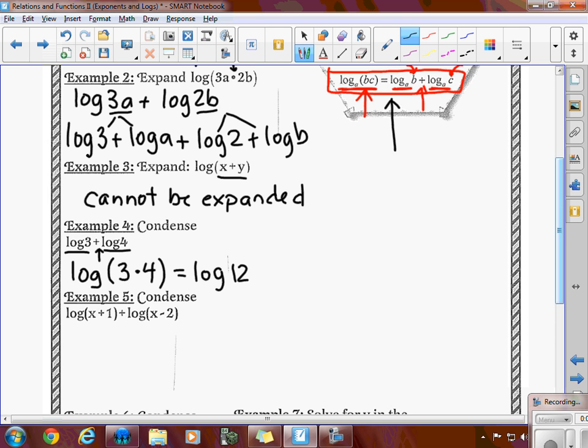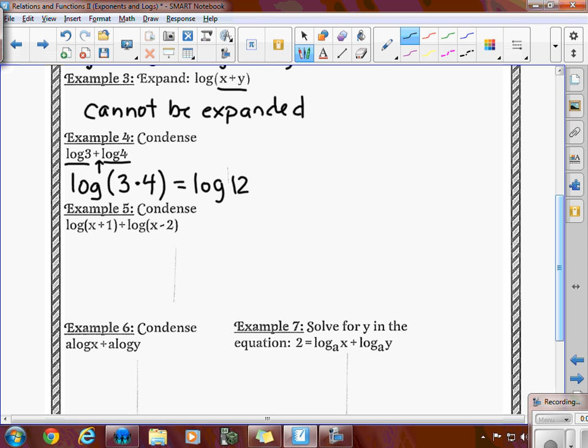The fifth example now starts to work in polynomials with logs. So variables are now being introduced here. Nothing changes except you have to now be aware of how polynomials operate. So here we have a sum of two separate logs, both base 10, which means I can condense them and multiply their stuffs together. So this would be log base 10 of x plus 1 multiplied by x minus 2.